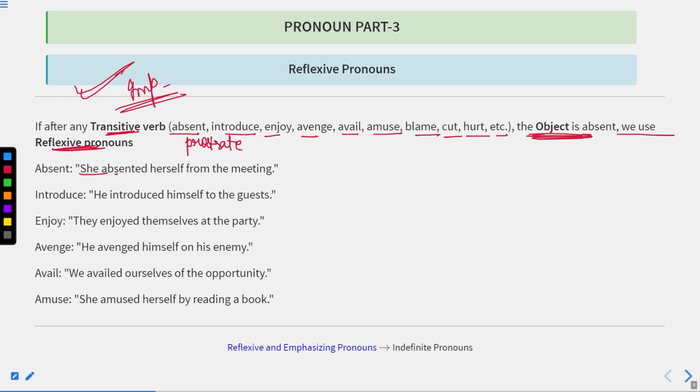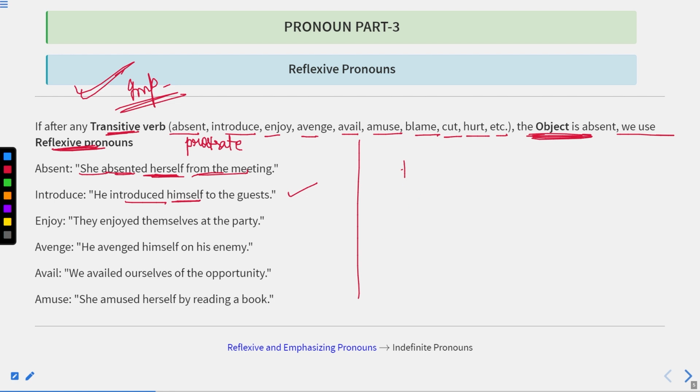For example, if I say she absented from the meeting, this is incorrect. I can write, she absented herself from the meeting. If I say she was absent, that is fine. But if I say she absented, obviously I need an object: whom did she absent? Okay, he introduced himself to the guests. Now, this is the correct sentence, because after introduced, I have written himself.